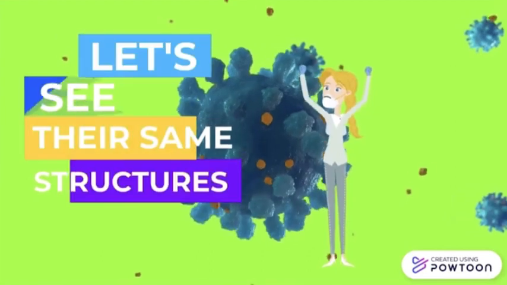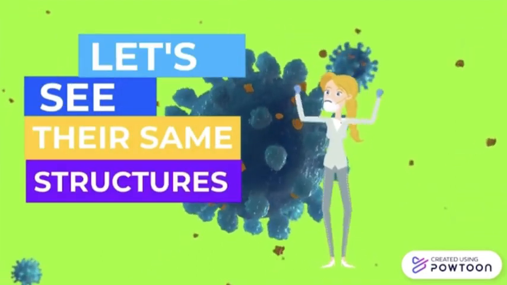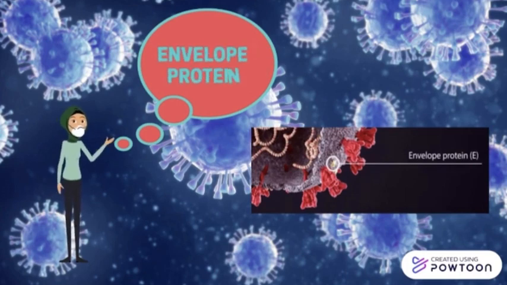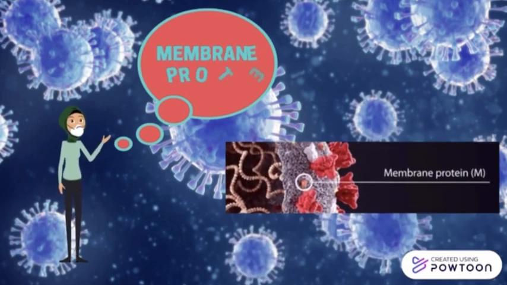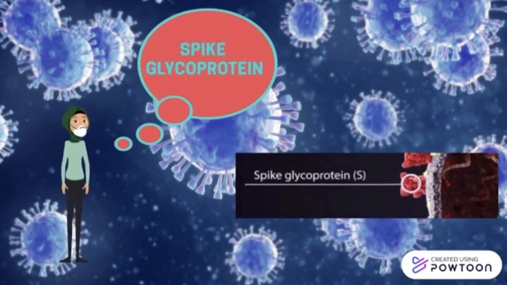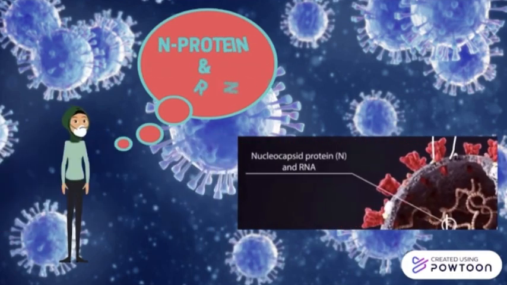Now, we are going to see the same structures that both of these viruses have. One of the structures that both of these viruses have is envelope protein. Next, they also have membrane protein. Other than that, these viruses have spike glycoprotein. Last but not least, both of these viruses have N protein and RNA.